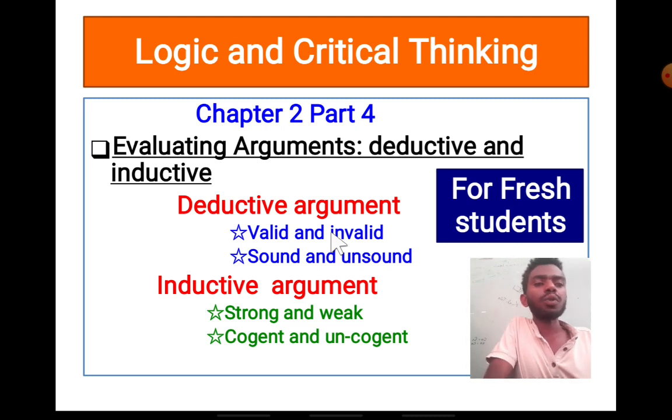Part 4 of Chapter 2 says evaluating an argument, how we evaluate an argument, which contains the deductive argument and the inductive argument. Under deductive argument there is valid and invalid, sound and unsound. How can we say that? We will see in this video. And under inductive argument there is strong and weak, and cogent and uncogent, depending on what we can say about this one. And how we can evaluate one argument, whether it is inductive or deductive, we will see in this video.